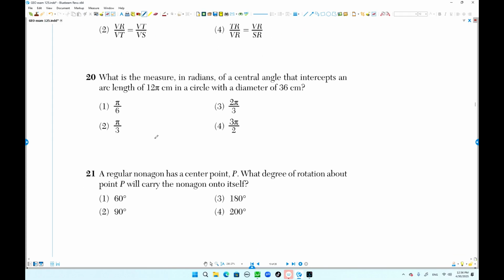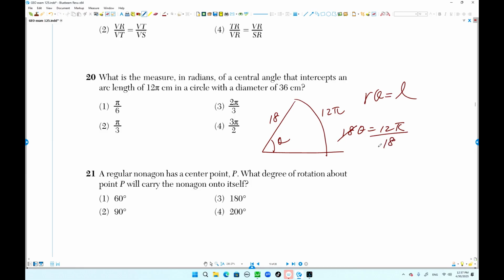Here is 21. Central angle, here, the radius, right? The arc length is 12 pi. Diameter 36, radius is 18. Right, the measure of this one, okay? Arc length is r times theta, what? Length of arc, right? So 18 times theta is what? 12 pi. You can divide it by 18. So theta equals 2 pi over 3, right? Central angle, which is 120 degrees, okay? Option 3 is the answer.